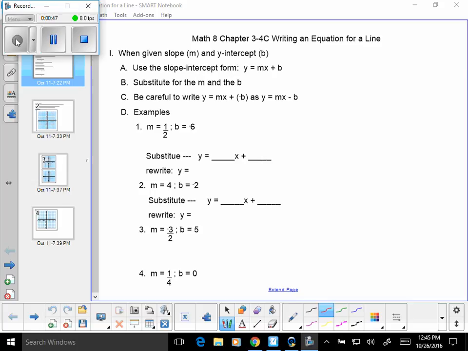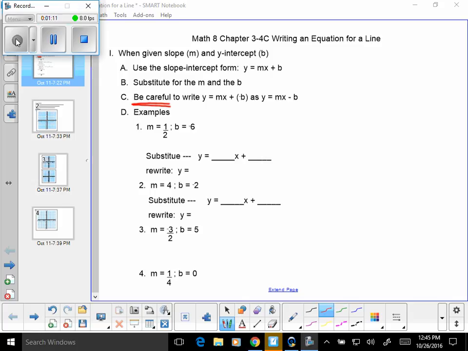But we do have to be careful to write mx plus a negative b. We're going to change that to mx minus b. If you remember, that's the way you saw it when you came up with like a 0, -2. That equation would be something like y equals x minus 2. So we've got to watch out for that.